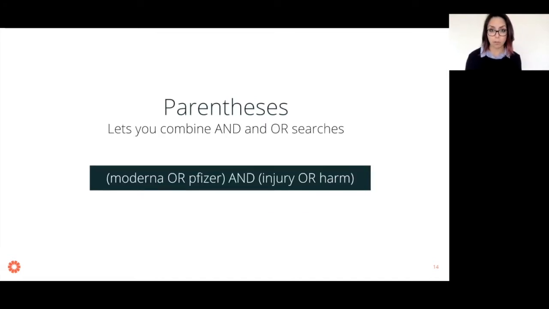Let's keep making them more powerful. You can add parentheses, like in school, like in math, to combine your searches. So for example, here, you're saying to the search operator, show me any content that has one of the words in the first parentheses and one of the words in the second parentheses. So effectively, you're doing a bunch of searches at the same time. So this will show you anything that has the word Moderna or Pfizer, so it's a mention of the pharmaceutical companies, and a mention of injury or harm. See how it's getting powerful?